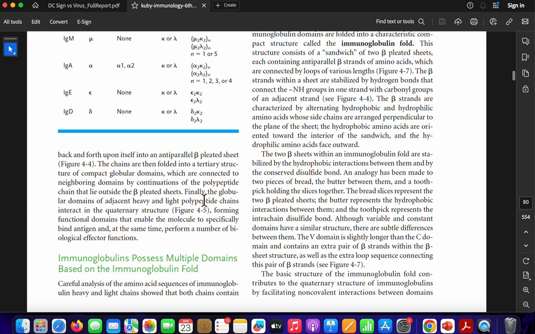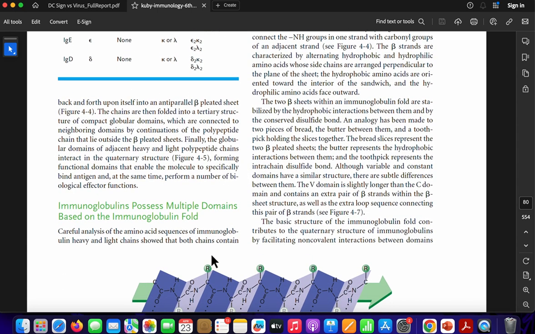The chains are then folded into a tertiary structure of compact globular domains, which are connected to neighboring domains by continuations of the polypeptide chain that lie outside the beta pleated sheets. Finally, the globular domains of adjacent heavy and light polypeptide chains interact in the quaternary structure, forming functional domains that enable the molecule to specifically bind antigen and at the same time perform a number of biological effector functions.